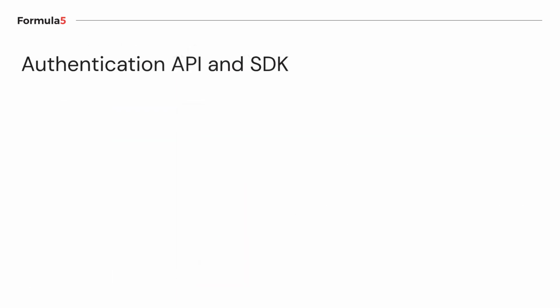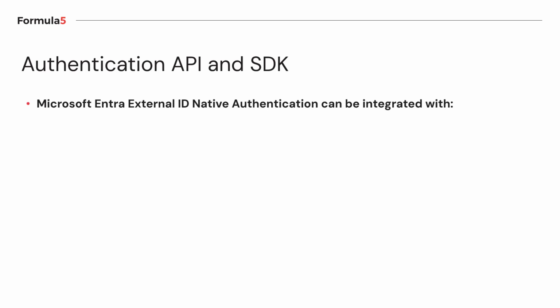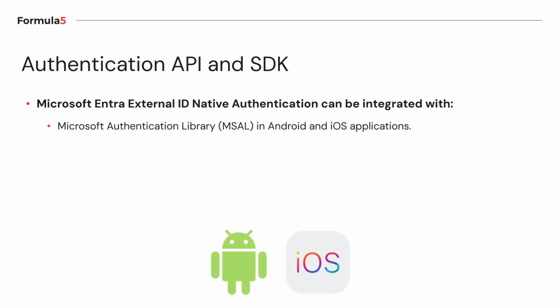Okay, so how can we integrate with native authentication in Microsoft Entra External ID? External ID native authentication can be integrated with the Microsoft Authentication Library, MSAL, in Android and iOS applications. This is the official certified library provided by Microsoft. And if for any reason we cannot use MSAL, we can also directly integrate the native authentication API within our application using native authentication API endpoints. In this specific scenario, we don't use any library, we integrate with the native authentication API directly.